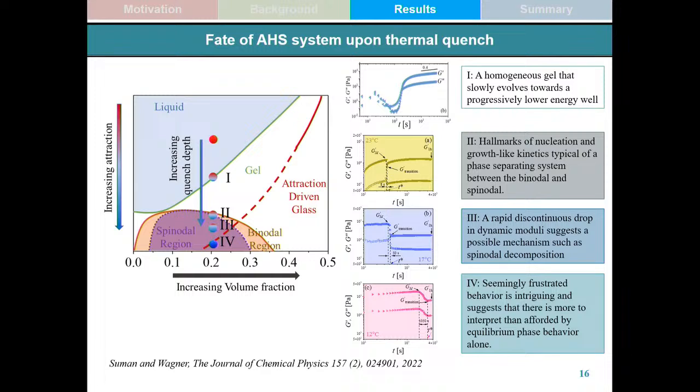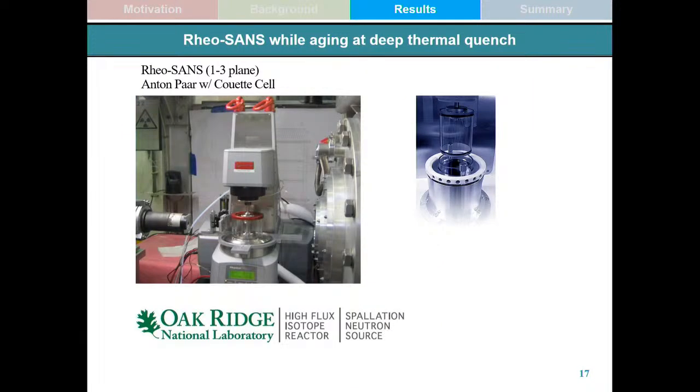At further lower temperatures like 12 degrees, the transition is no longer sharp, which suggests that we are entering the deep two-phase region where the glass line might be intersecting the two-phase line, and therefore the system dynamics is becoming more and more complex. So this is a brief understanding which we gained from the rheological study. We now go on to do some neutron scattering experiments to gain actual microstructural insights about what is happening to the system upon deeper thermal quench.